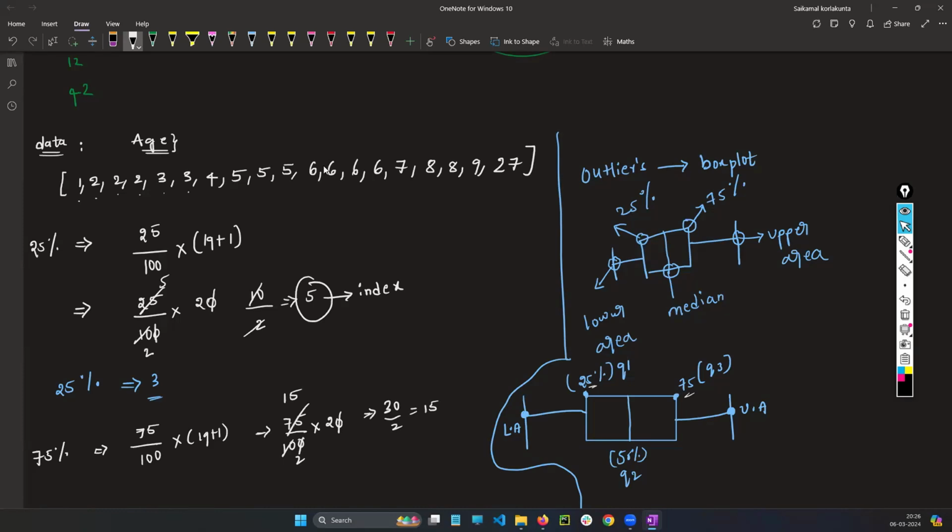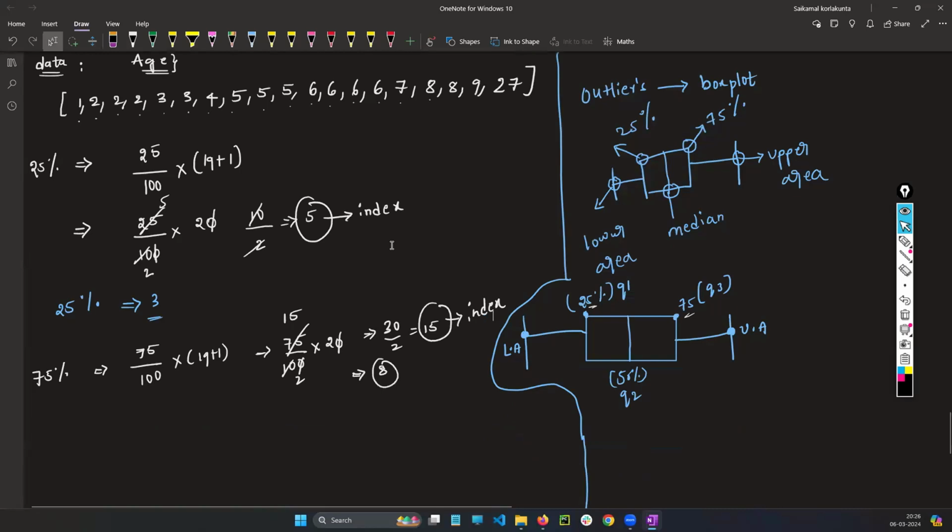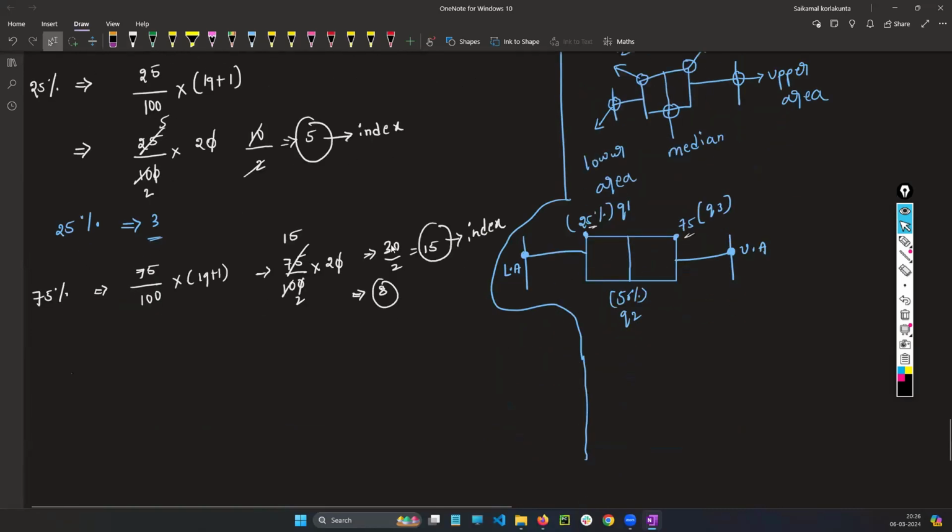At the 15th index position, what is the value? This is 5, 6, 7, 8, 9, 10, 11, 12, 13, 14, 15. What value are you having? 8. You are having 8. The 15 will be treated like an index. So for the 75 percentage, what value are you getting? 8. So these both are important.